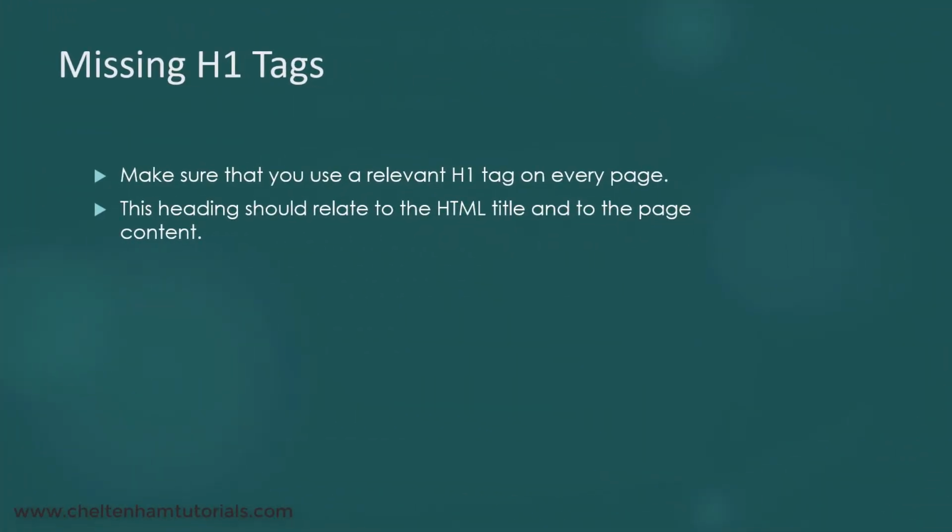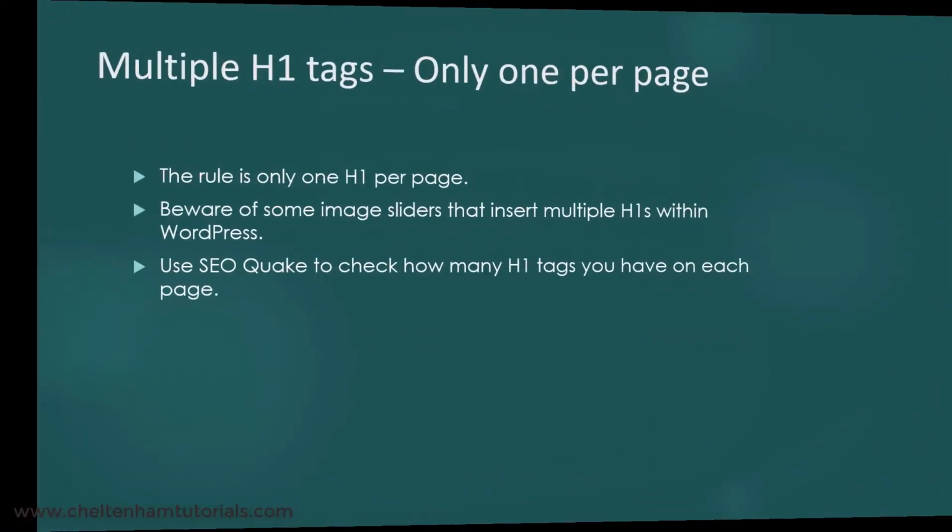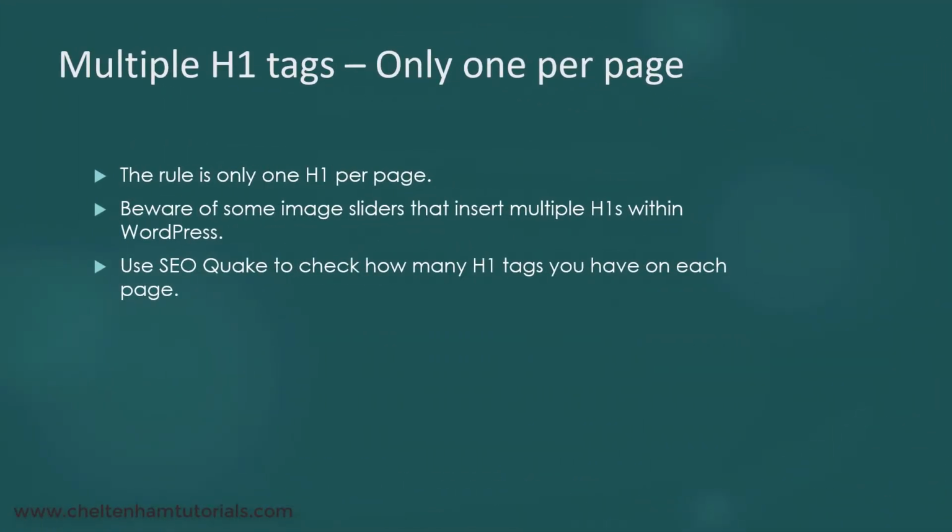Missing H1 tags. Every page should have an H1 tag. However, you should only have one H1 per page. So if you have multiple H1s, it won't get you banned, but Google won't like it. You can use things like SEO Quake to check how many H1s you have on each page. And again, you can get information from the Google Webmaster Guidelines about heading issues.